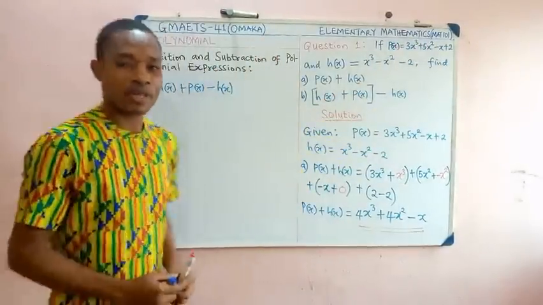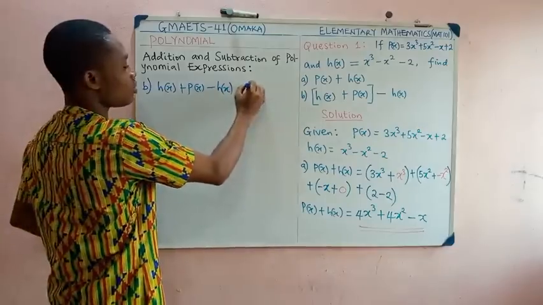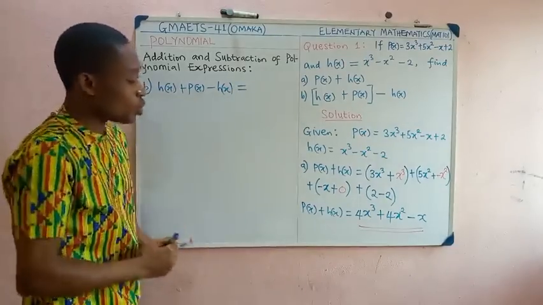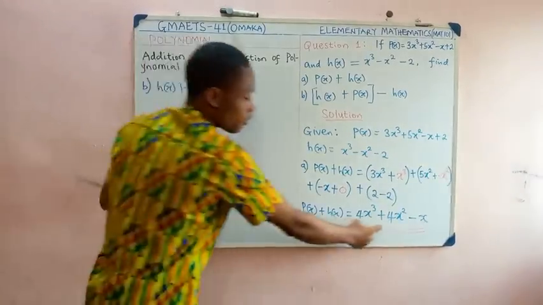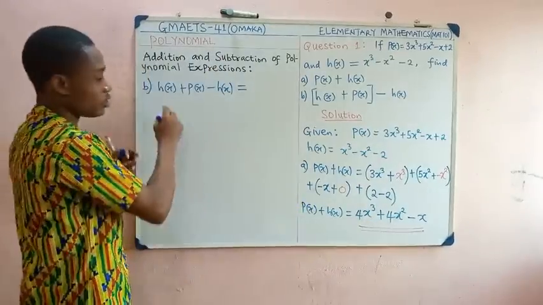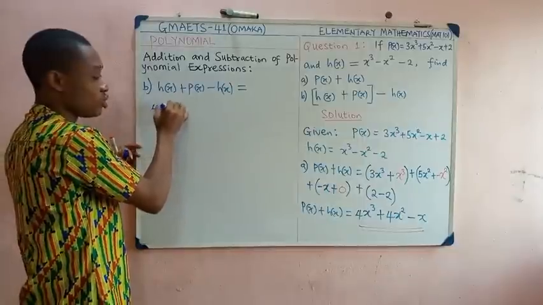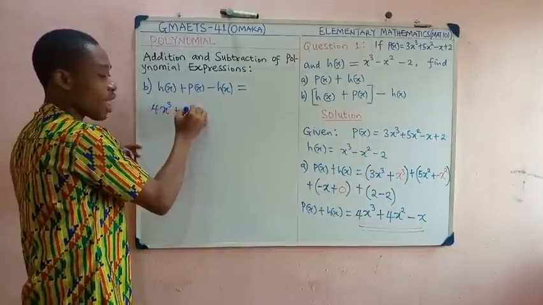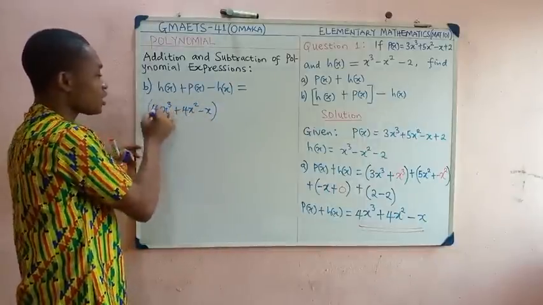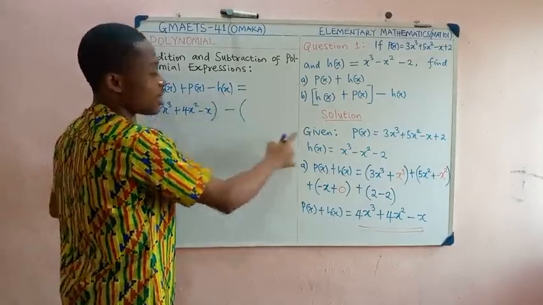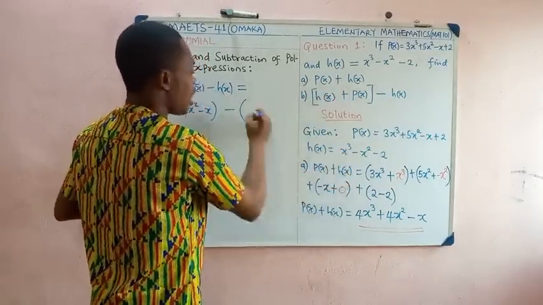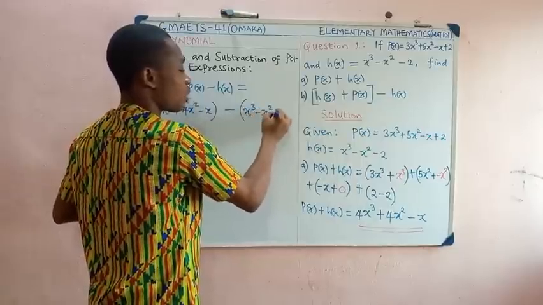But for clarity purposes, let's just solve it. Is that okay? So this is going to be equal to now we will pick our h of x plus p of x. H of x plus p of x we solved is equal to this polynomial there, is that so? So I'll write 4x cubed plus 4x squared minus x. This is our h of x plus p of x. There's going to be minus h of x. And h of x is what? H of x is giving us x cubed minus x squared minus 2.